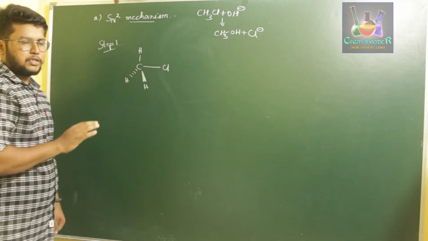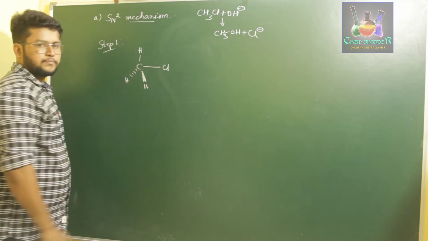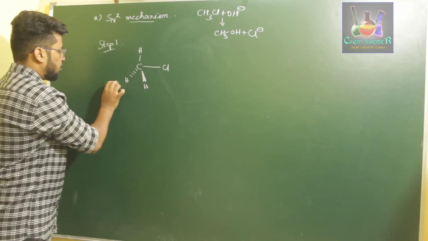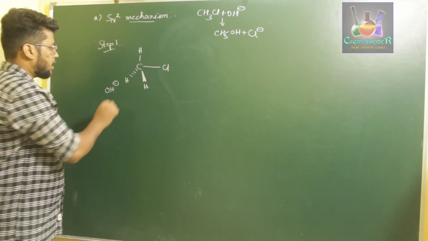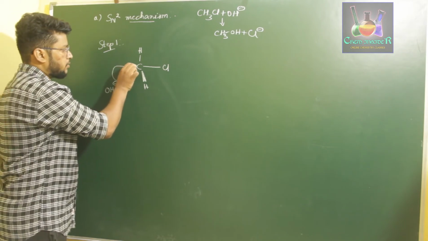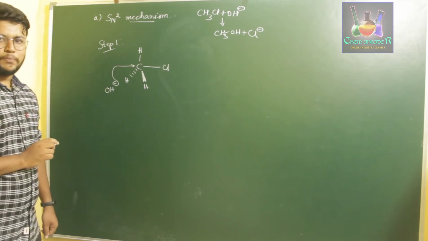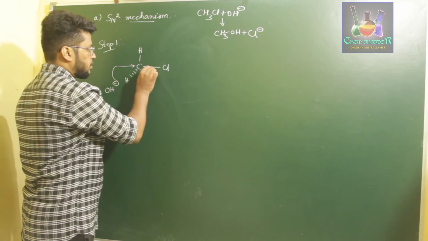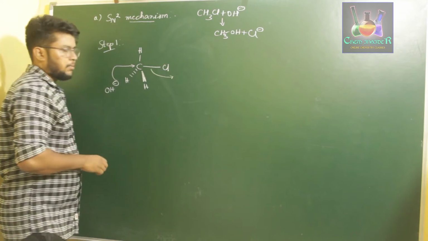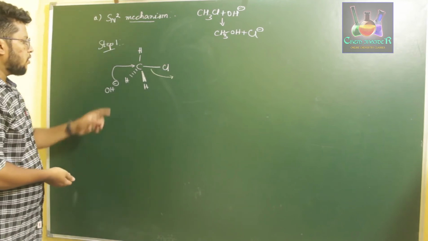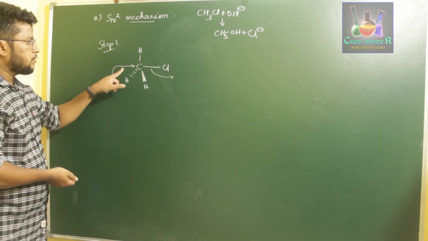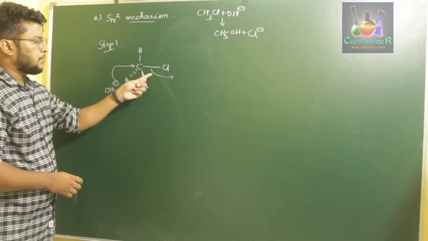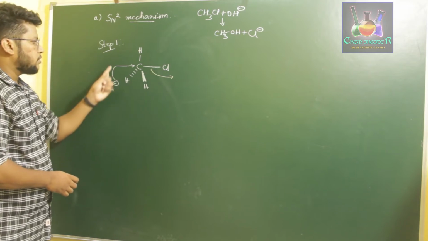Let us just imagine that is in the particular direction of this. When we allow the OH minus ion, the nucleophile, to attack, it attacks the carbon from the side opposite to the leaving group. Now this chlorine is our leaving group, so it is ready to leave the carbon atom. This reaction involves the formation of a new bond and the breaking of an old bond.